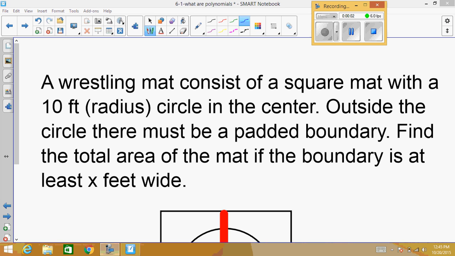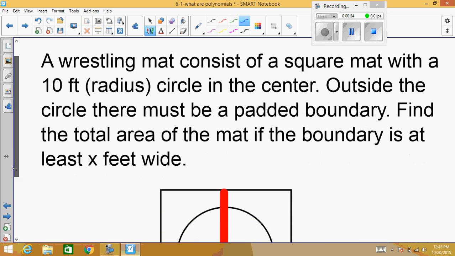All right, here we've got a slightly more challenging question than our last one, but still dealing with the area of a square. So we've got a wrestling mat, and on any wrestling mat, it's a square mat with a circle in the center, and the circle has to have a radius of 10. Outside the circle, there must be a padded boundary. Find the total area of the mat if the boundary is at least X feet wide.